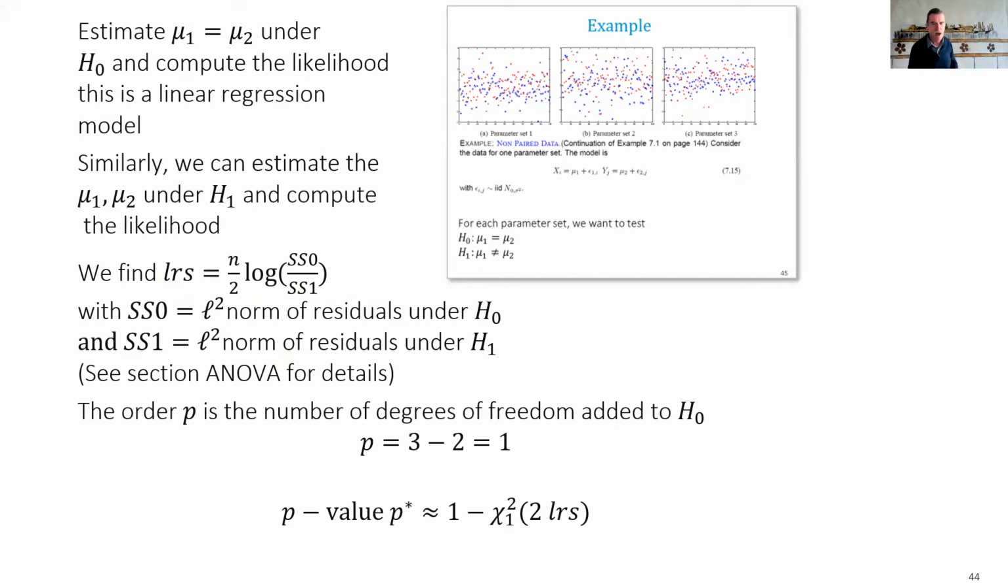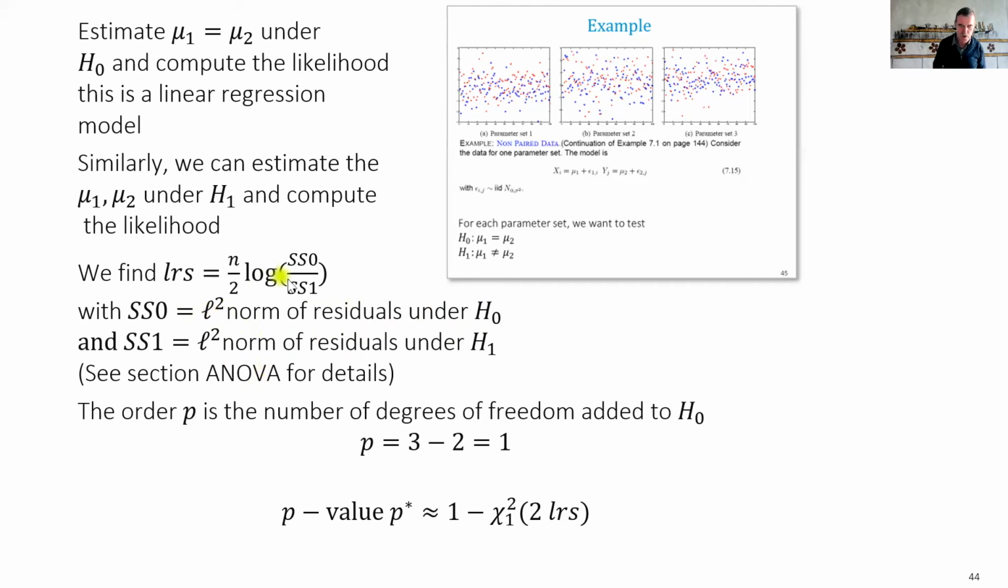That is, if we have a Gaussian noise model, the log likelihood is a function of the L2 norm of the residuals here, which in software packages like MATLAB ANOVA packages is called SS0 for the norm of residuals under H0, and SS1 for the norm of residuals under H1. Here I say under H1, but remember we're having the nested model. So SS1 is in reality the norm of residuals in the bigger model that includes H0. So we're really testing whether H0 is true or not.